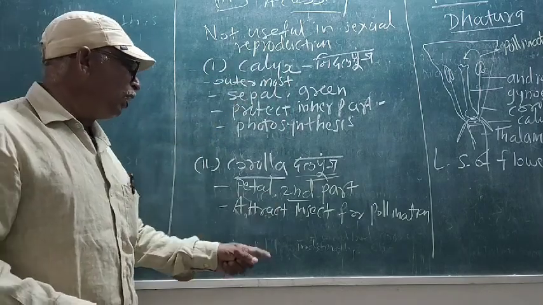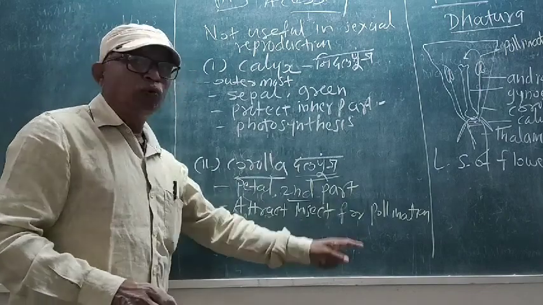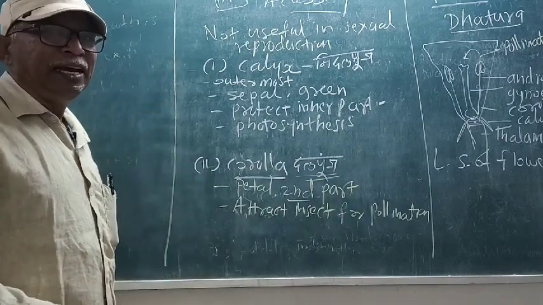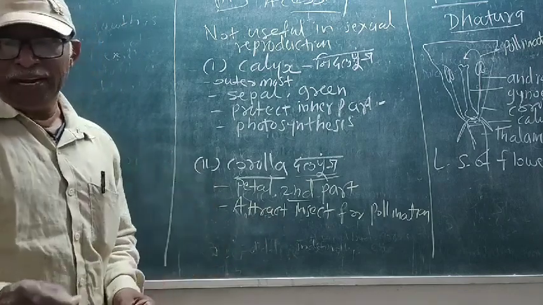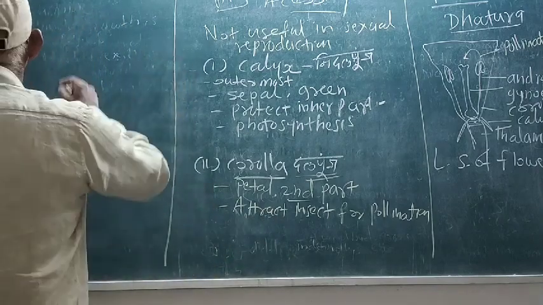Now here the corolla is the second part. It is useful to attract insects for pollination, and to protect the inner part in bud condition.